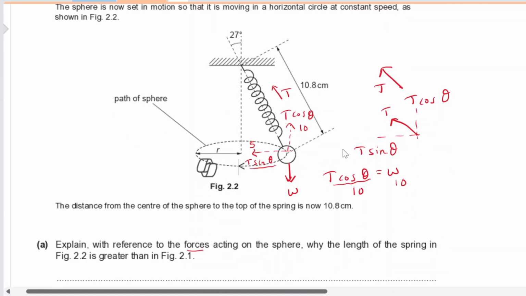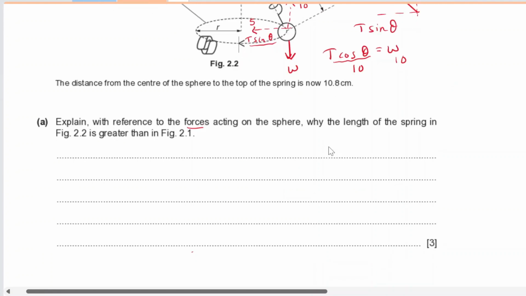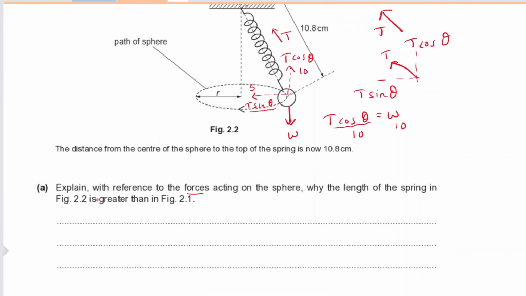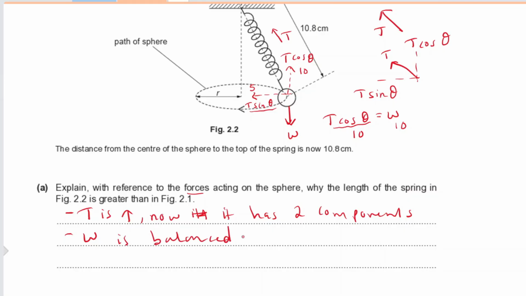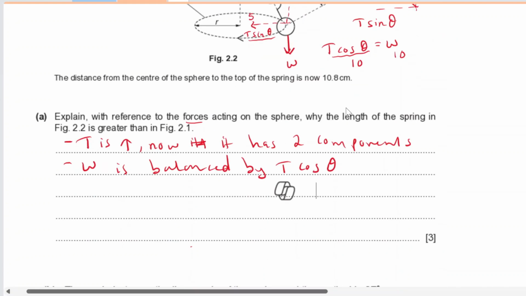So what we can write over here is that T is greater. And why is it greater? Because it has two components, the vertical and horizontal components. Now it has two components, and now the weight is balanced by the vertical component of it, right? Which is T cos theta, which means that the overall tension is greater.